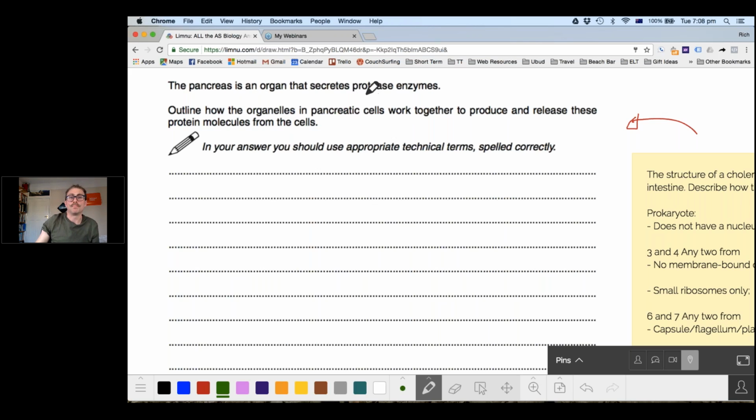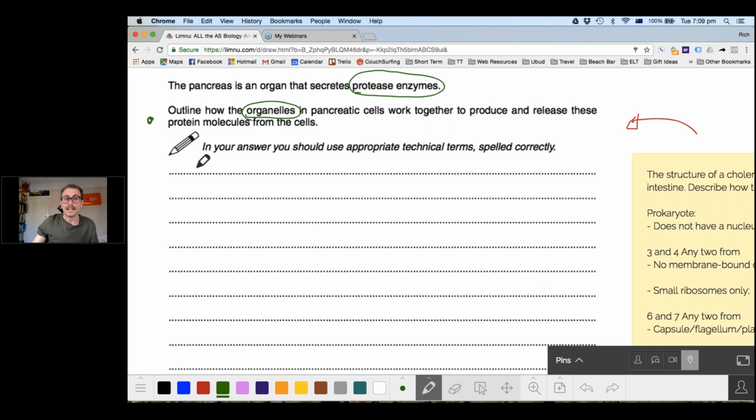Pancreas is an organ that secretes protease enzymes. Okay, protease enzymes. Outline the organelles in the pancreatic cells. The organelles in the pancreatic cells work together to produce and release protein molecules from cells. So what's this saying? This is saying, how does a cell make and excrete an extracellular enzyme? Doesn't really matter what the enzyme is. We just need to know how an enzyme is made. What is an enzyme? An enzyme is a protein. What are the organelles involved in doing that, in order?